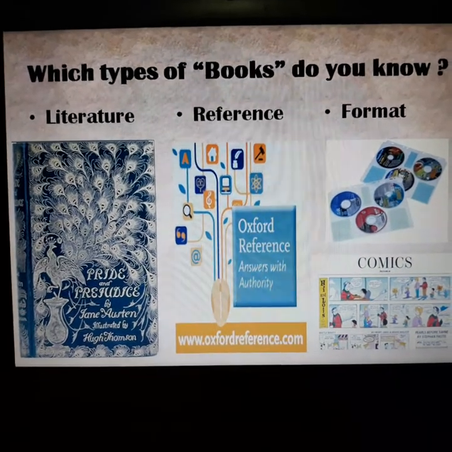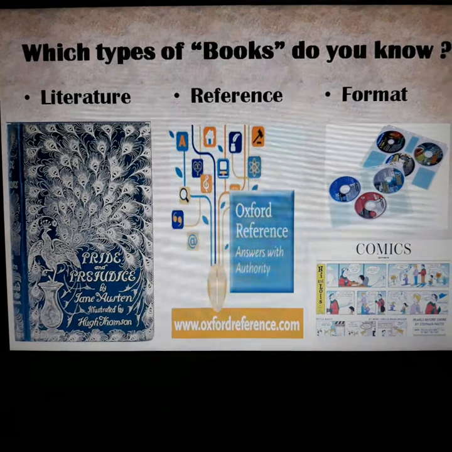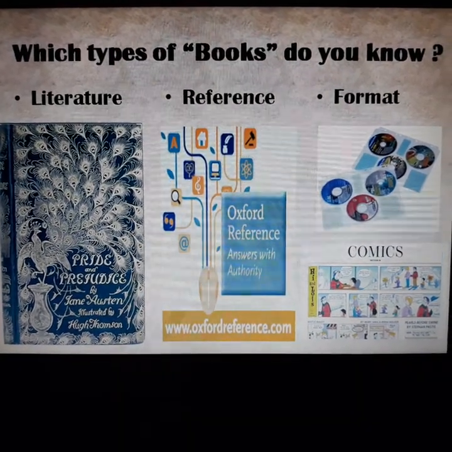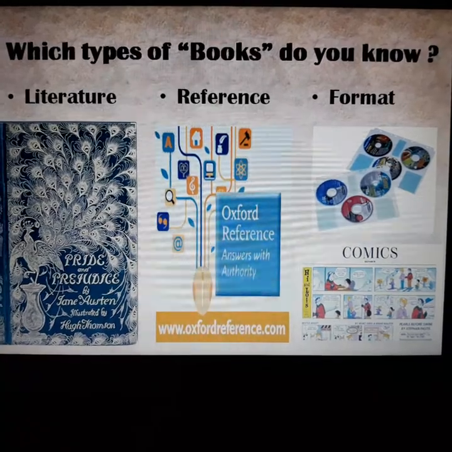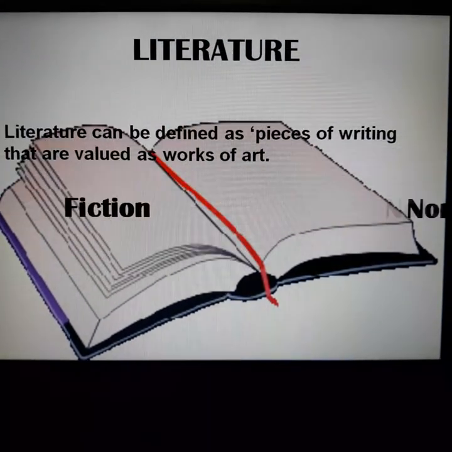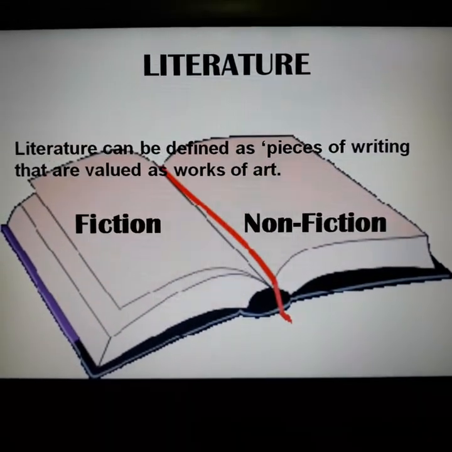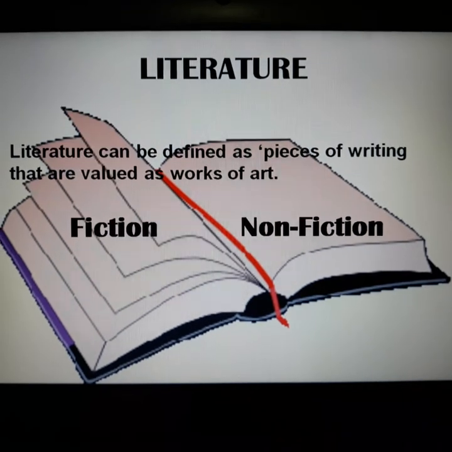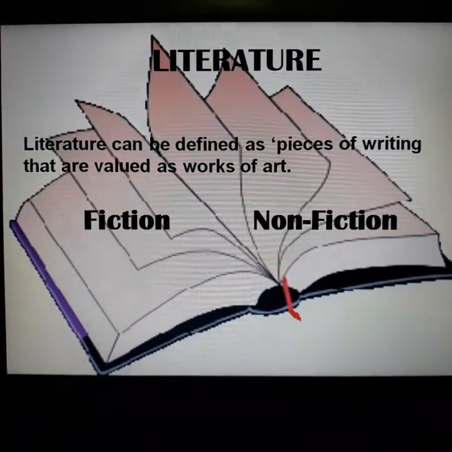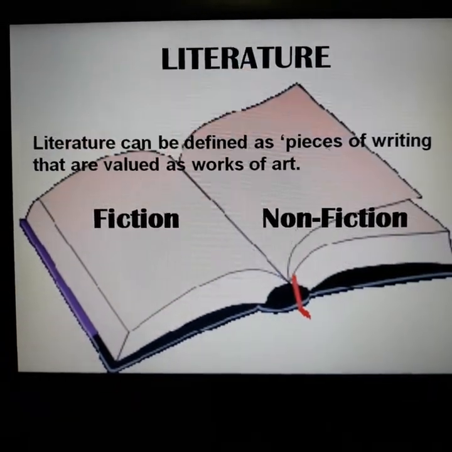Which types of books do you know? There are three types of books: literature, reference, and format. Let's discuss it one by one. Literature can be defined as pieces of writing that are valued as work of art, especially novels, plays, and poetry. Literature consists of fiction and non-fiction.